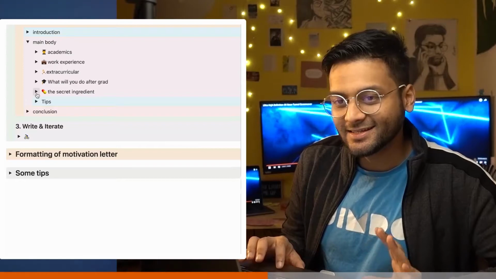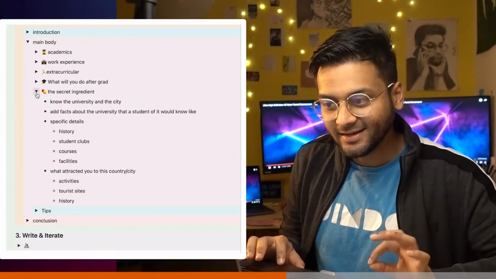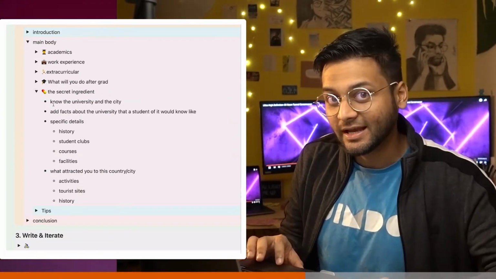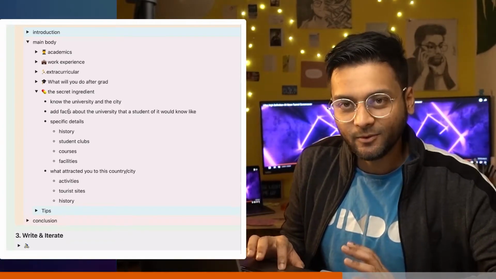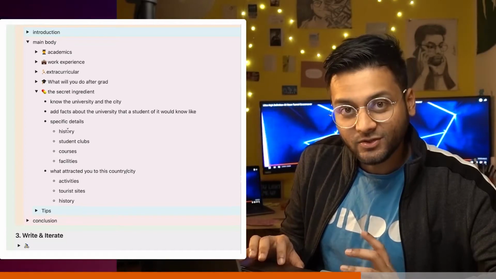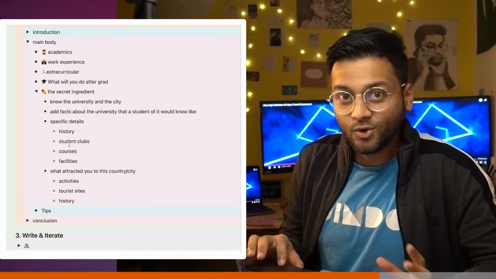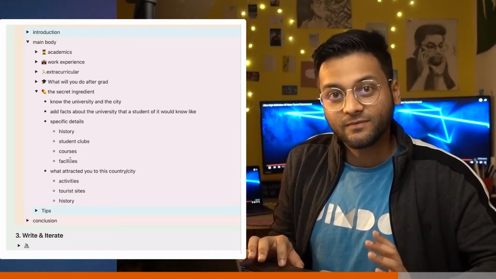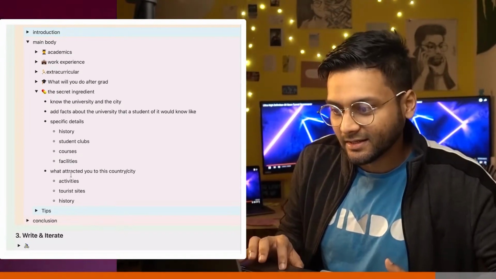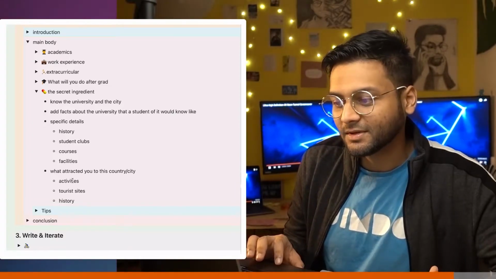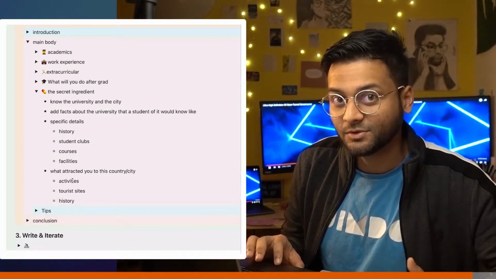The last section is the secret ingredient, and the secret ingredient is that you should know about the university and the city. Add some facts about the university, that as a student, how will it help you? Add specific details like maybe history, student clubs, some special courses which they teach, maybe talk about some facilities, and you can also talk about some specific things about the country and the city. Maybe they have some activities over there, maybe they have some touristic site, or maybe some special history.